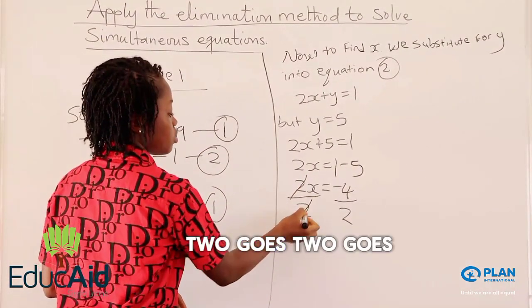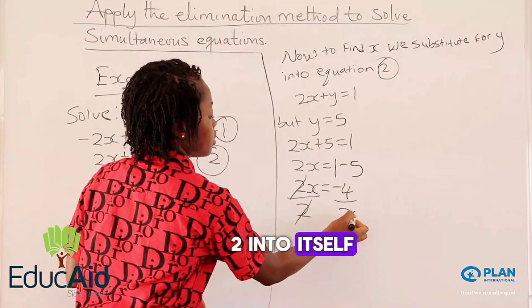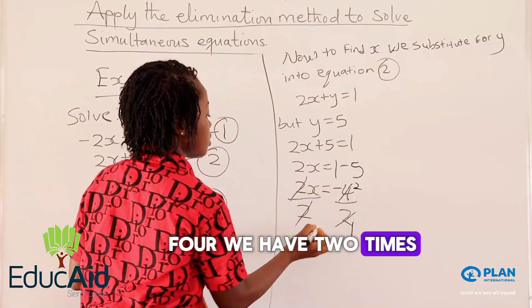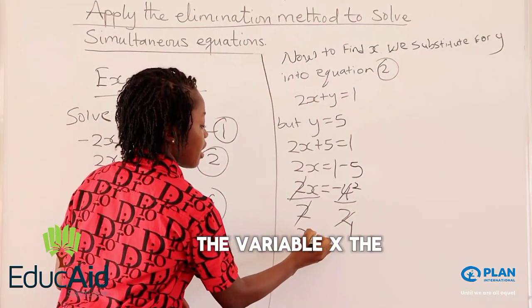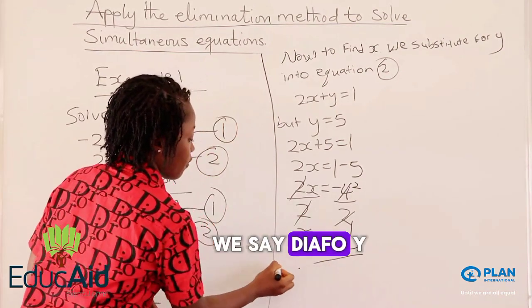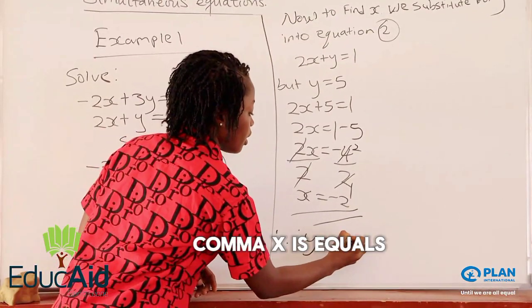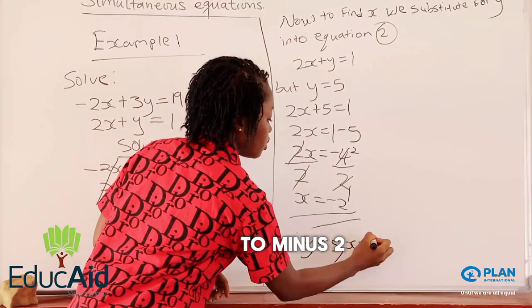2 goes, 2 goes. So therefore, minus 2 into itself 1 time, 2 into 4 we have 2 times. So the variable x therefore is equal to minus 2. So we say therefore y is equal to 5, x is equal to minus 2.